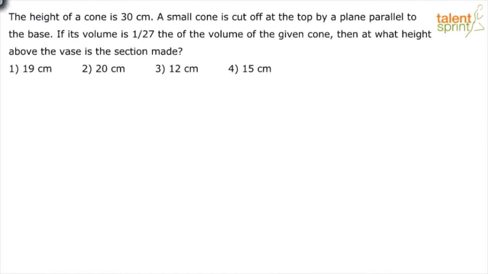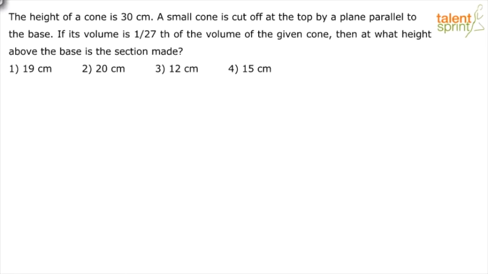I think we have 10 more minutes for the session. So let's try and solve maybe 2 more questions at least. Here's the next one on mensuration, right? It says the height of a cone is 30 centimeter. A small cone is cut off at the top by a plane parallel to the base. If its volume is 1/27th of the volume of the given cone, then at what height above the base, sorry about these spelling errors, is the section made? So try this out. I'm sure you have understood the question. There are 2 spelling mistakes which I would rectify. 1 minute, quick.